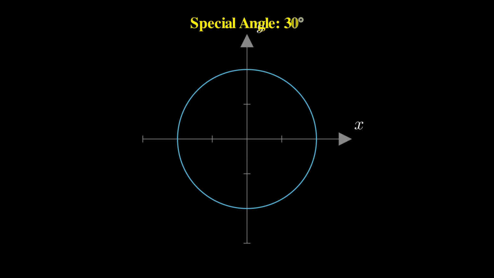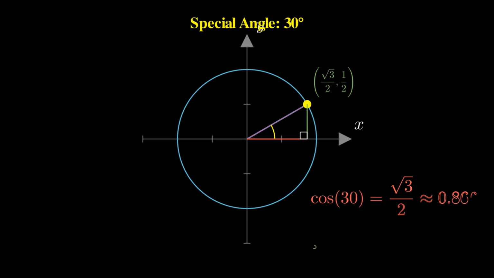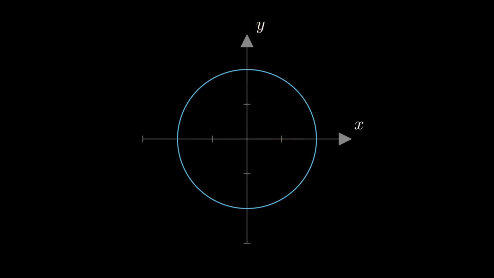But what about a familiar angle like 30 degrees? Its point is (square root of 3 over 2, 1/2). So cosine of 30 is root 3 over 2, about 0.866. And sine of 30 is 1/2 or 0.5, exactly what our triangle gave us.